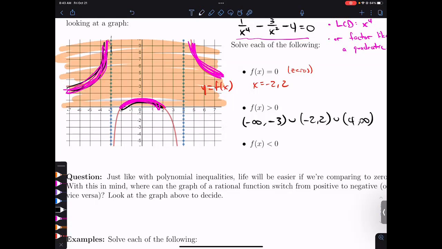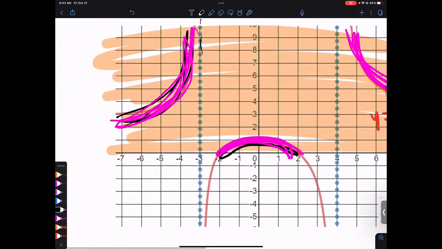Think about reading it left to right. If I'm walking along the x-axis this way, reading the x values, anywhere out here, this is -infinity up to -3. Anywhere out here, the function values are positive or negative? Positive, right? It's up here. So they're all positive, still positive, getting steeper, very much positive.